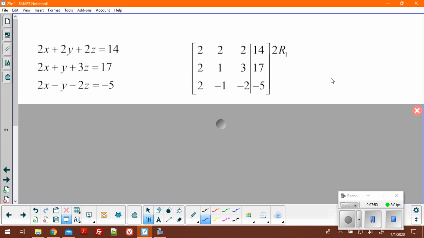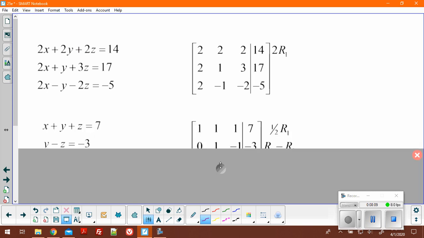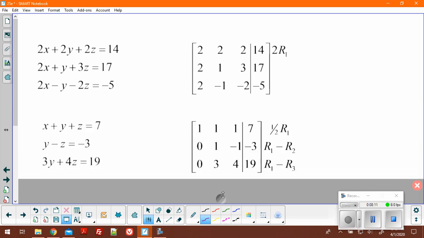Now what can I do to eliminate x? Well, I can take these different pairs and do some subtracting. So for instance, I could take my first row and subtract my second row and write it down here. I could take my first row and subtract my third row. That's what I've done here. I'll highlight what happened. This one says row 1 minus row 2. So I took this first row and subtracted the second row.